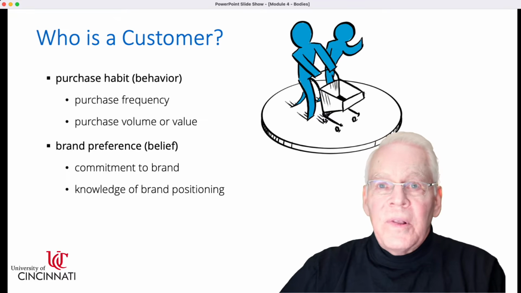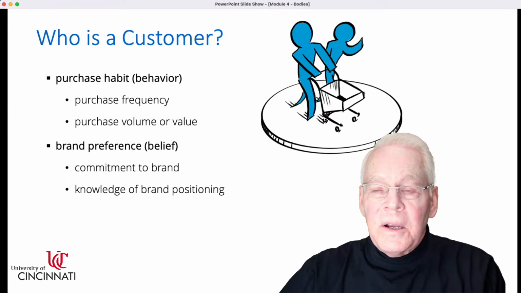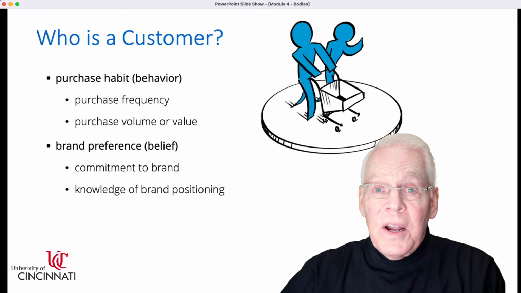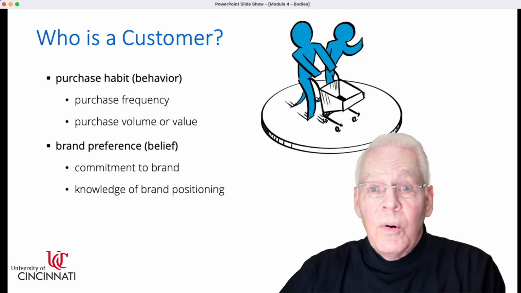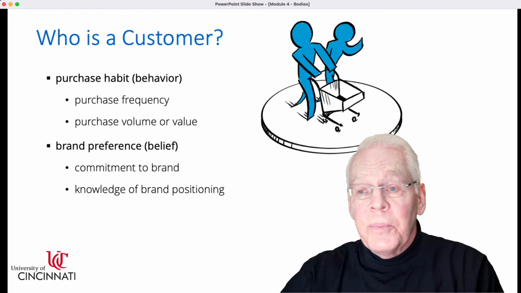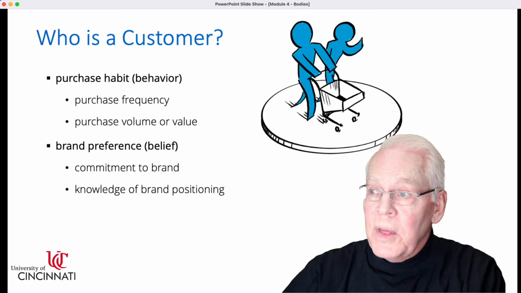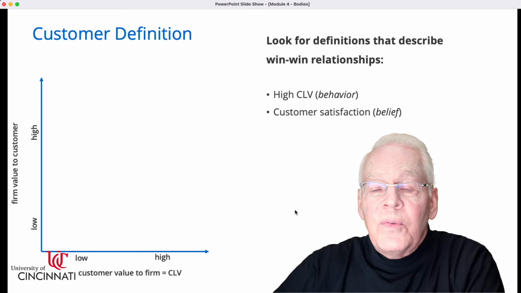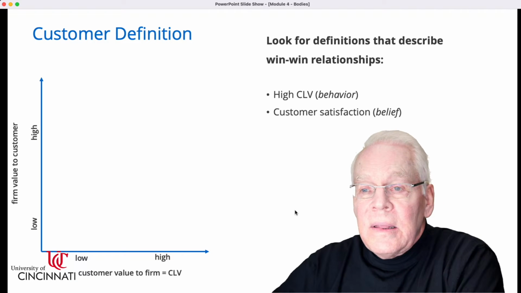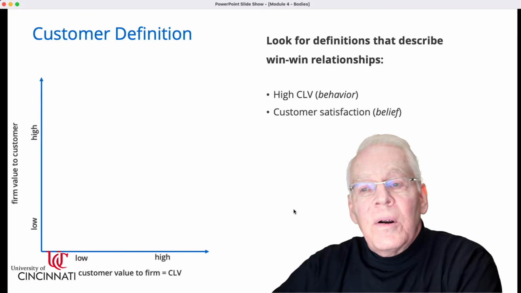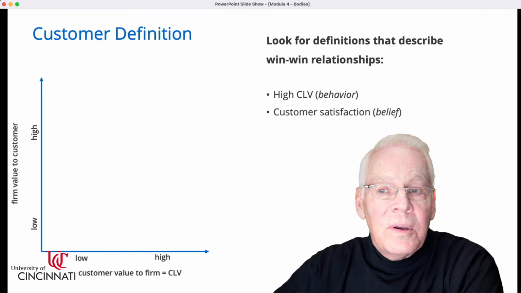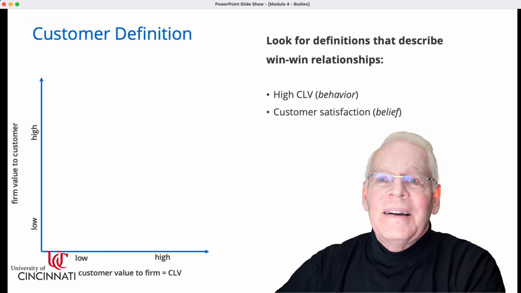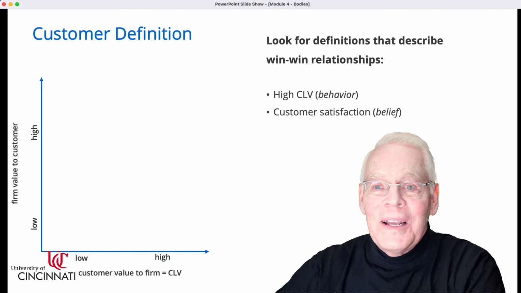So the takeaway from this slide is you start by defining a customer. You can first define them, and then you define them around either their behavior or their beliefs, or a combination of the two. Very empowering when you do that. Now, ideally, you're looking for a definition that creates customers that are of high value to you and you're of high value to them. It's a two-way win-win type of relationship.